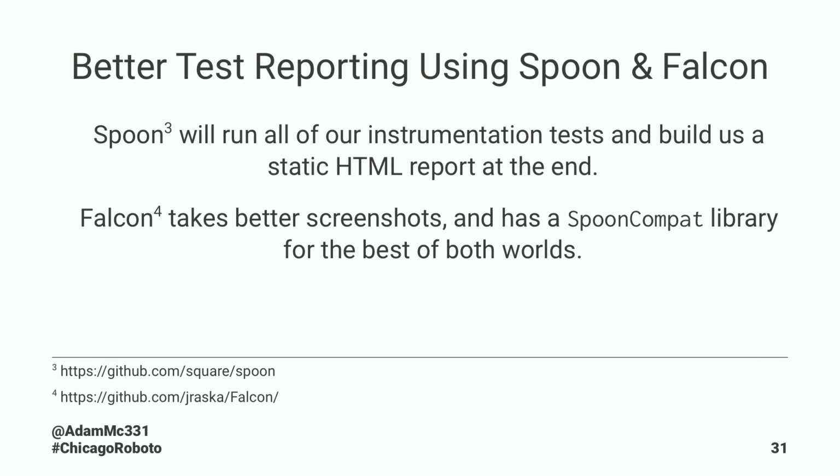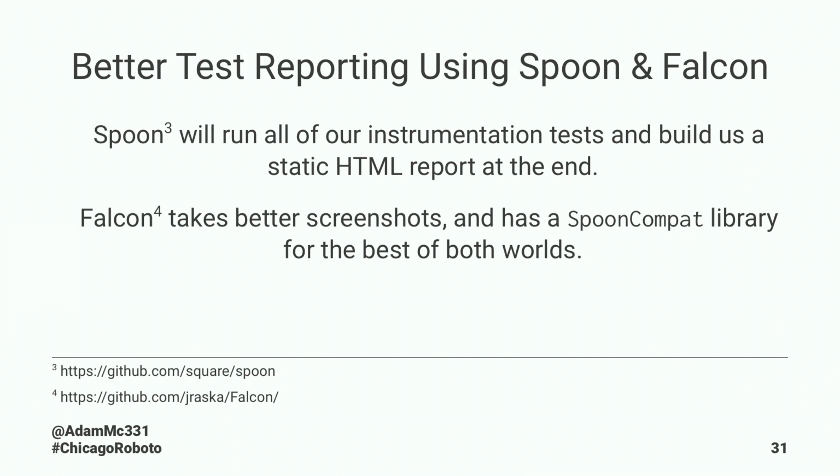Otherwise, it's a pain. But 2 tools that I like to use that I'm going to demonstrate are Spoon and Falcon. Spoon is a library that runs all of your instrumentation tests for you and then builds you a static HTML report at the end of everything that was tested. And it also allows you to take screenshots, which is really cool. You can take screenshots along the way, and that's what's used in your report.